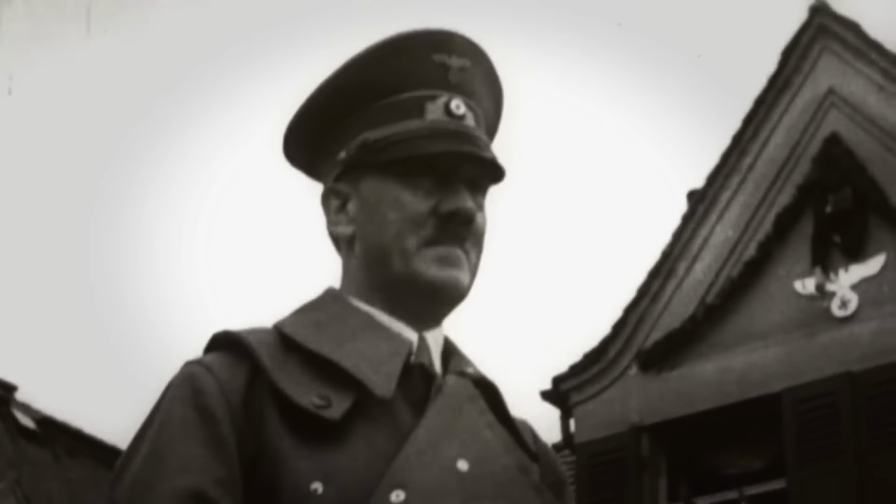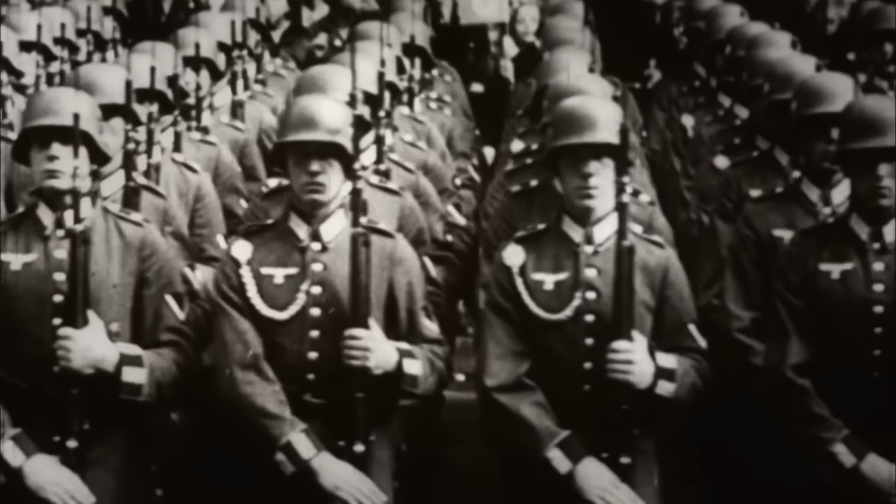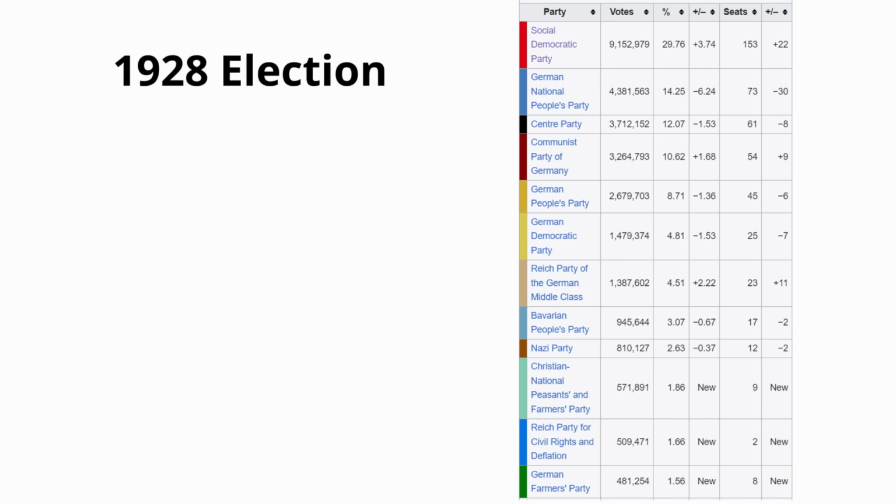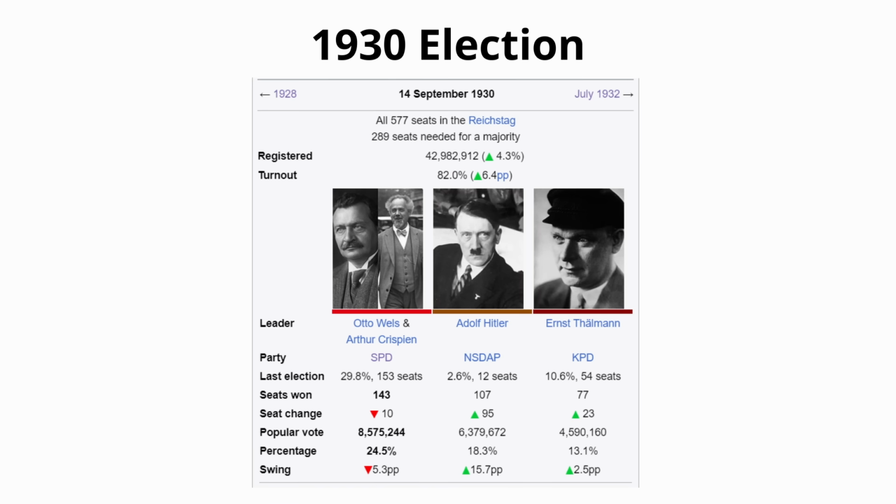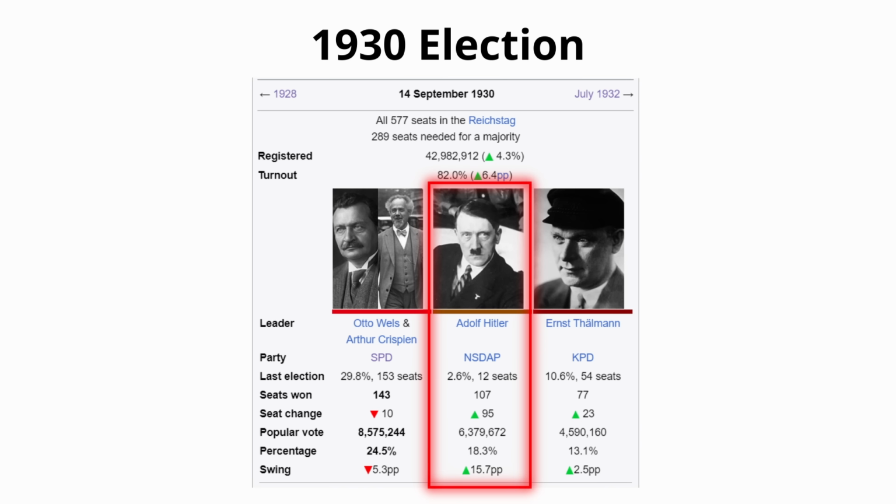1930 saw the first election in which he got a decent share of the vote. The Nazi vote had been 2.6% in 1928. In 1930, it jumped to 18%. Hitler was getting closer to power.